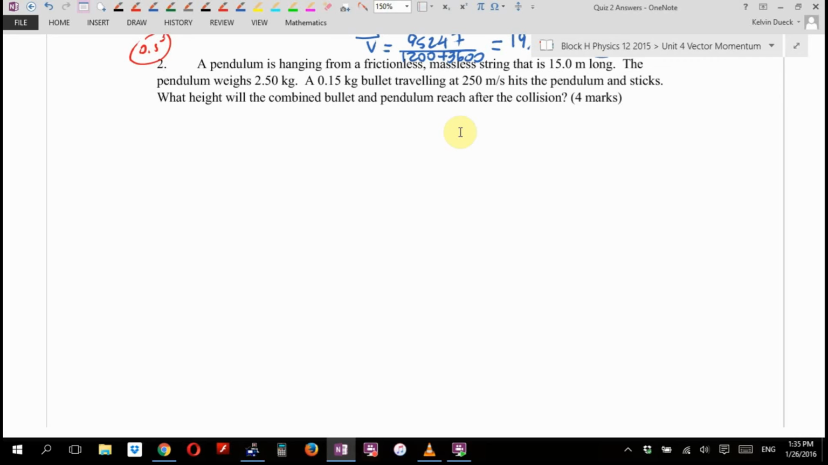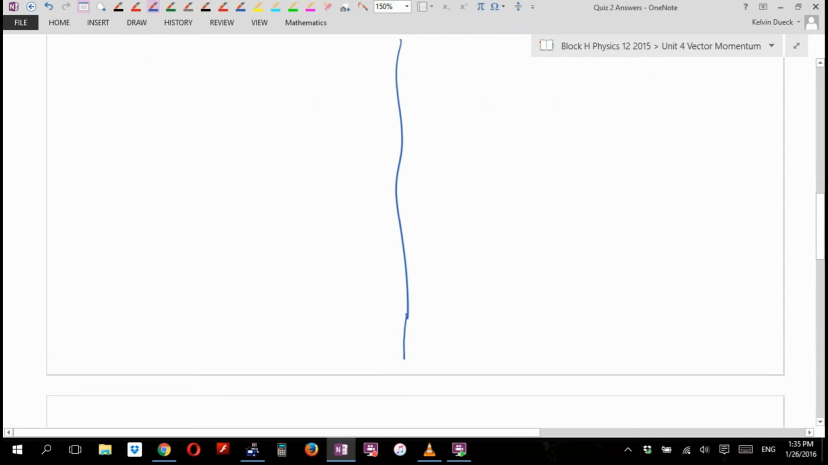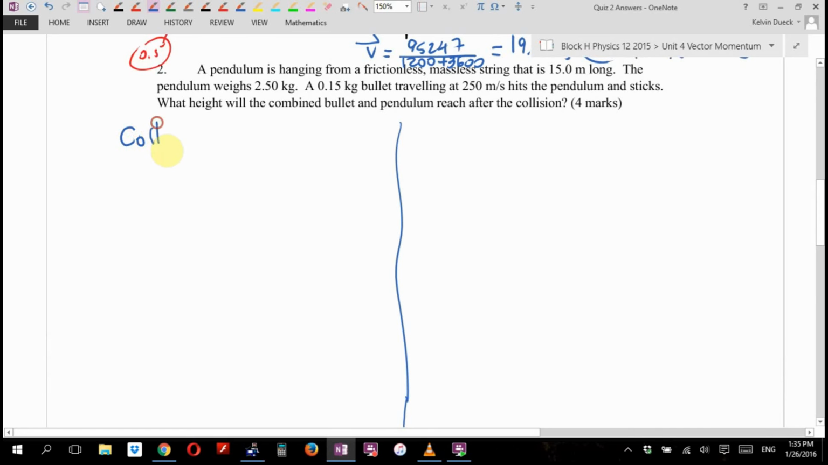What height? Oh, so I would argue this question has 2 parts. The collision, and then the swing up. I think in the collision we have this. I used the words pendulum and bullet, so I'm going to call this mass P. I'm going to call this mass B. You could call them 1 and 2 or whatever system works for you.